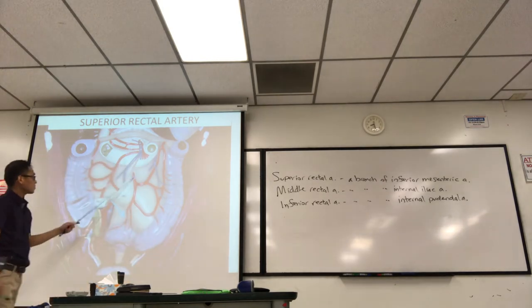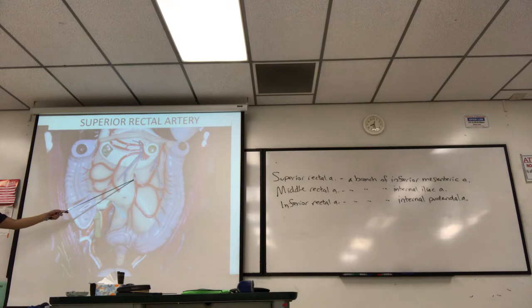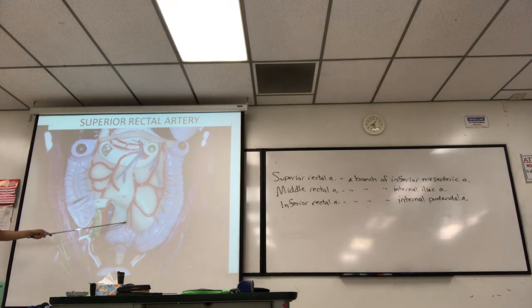This artery, there's the inferior mesenteric artery, but that branch down there, going all the way down to the rectum, is the one you should be able to identify in the model.